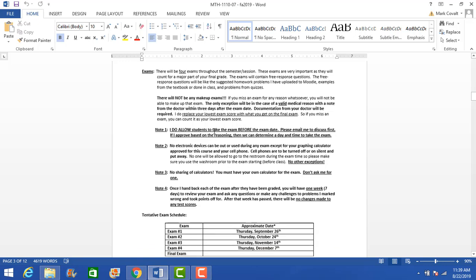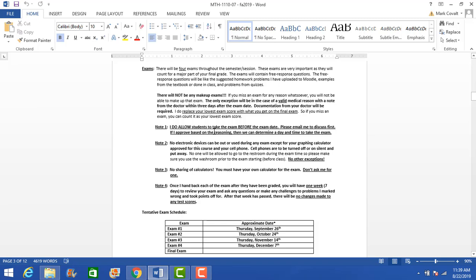So now, for each exam, you're going to have the entire class period. The exam is going to contain free response questions. So you're going to have to calculate, answer, and show your work. I expect and I want you to show your work, and write neatly. Okay, if I ask you to sketch a graph, sketch it neatly so that I can read it and make sure it's accurate.